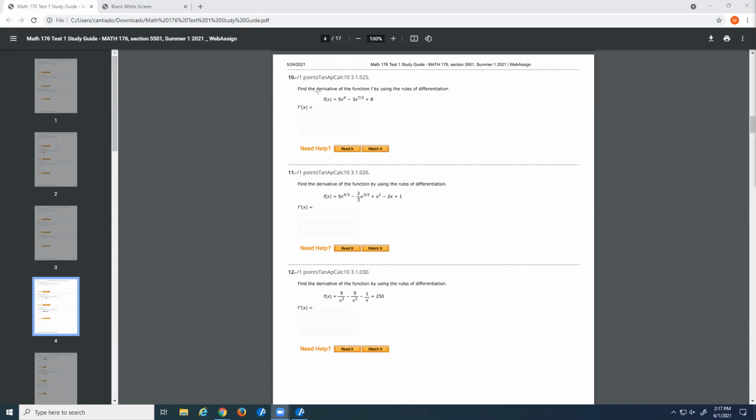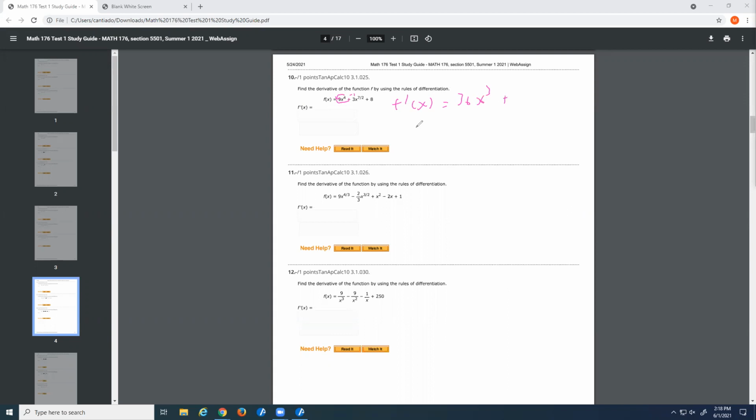So I want to find the derivative of the function f using the rules of differentiation. So we're given f of x is 9x to the 4th minus 3x to the 7/2 plus 8. We're just going to use the similar power rules. For our first term, 9x to the 4th, we bring the 4 down and then subtract 1. So we're left with 36x cubed, because 4 times 9 is 36.